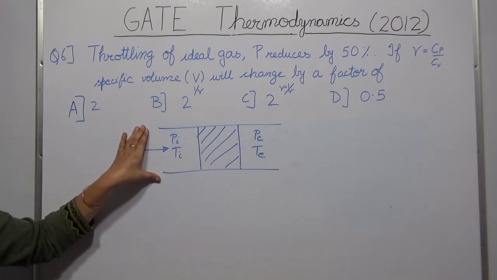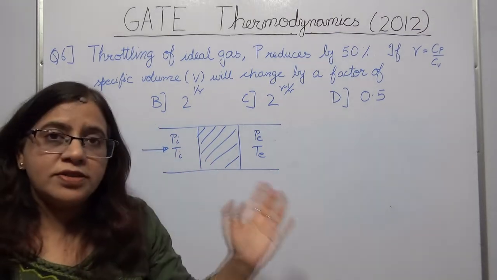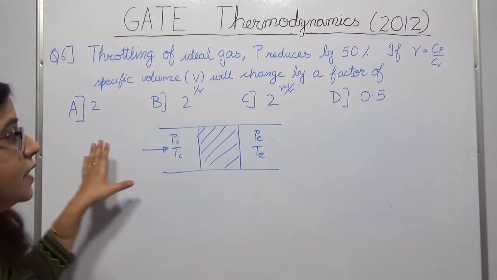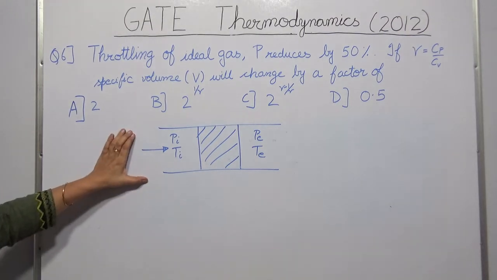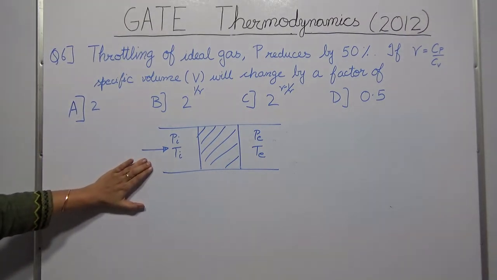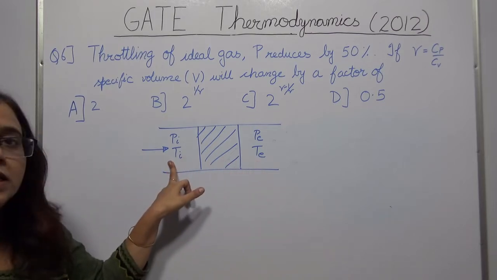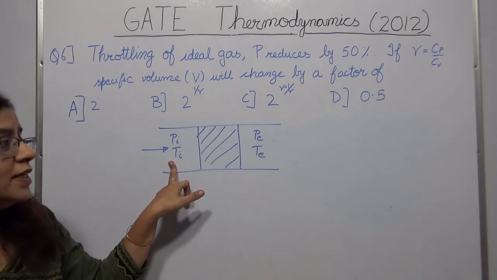This pressure drop is not accompanied with any work, unlike a turbine. In a turbine, when your pressure drops, you extract some work out of it. In this case, the pressure drop is accompanied by a change in temperature, or a drop in temperature. So for real gases, if you throttle, your Te is less than Ti in most cases.